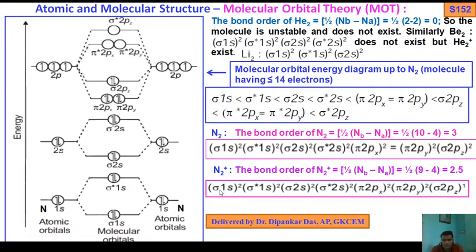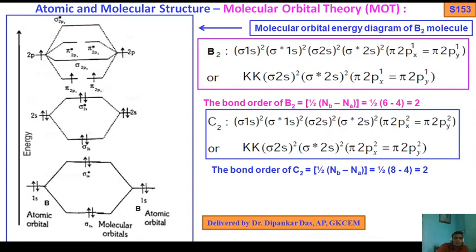The MO electronic configuration is sigma 1s2, sigma star 1s2, sigma 2s2, sigma star 2s2, pi 2px2, pi 2py2, sigma 2pz1. Clear? So that is the MO electronic configuration of N2 plus, and also its bond order. So N2 bond order is 3, that's why between two nitrogens there is a triple bond, but in N2 plus the bond order is 2.5.